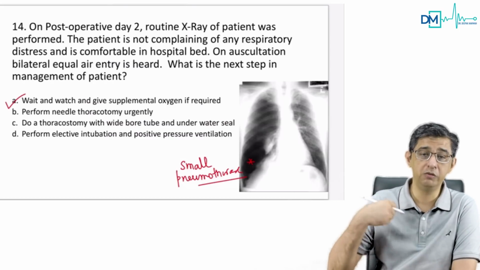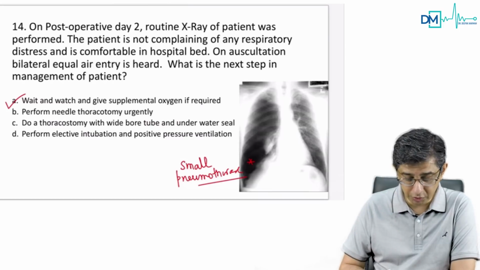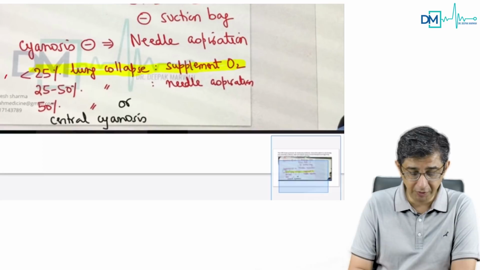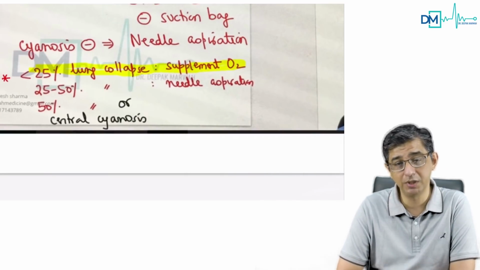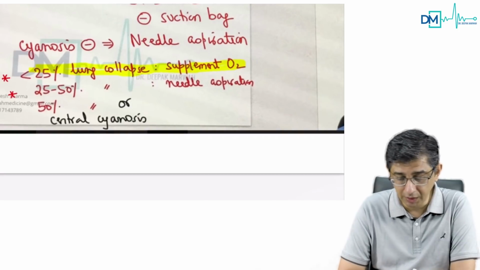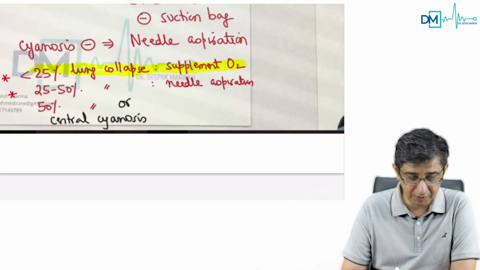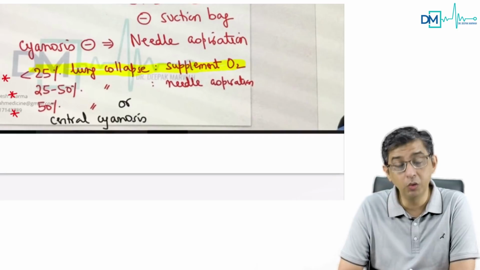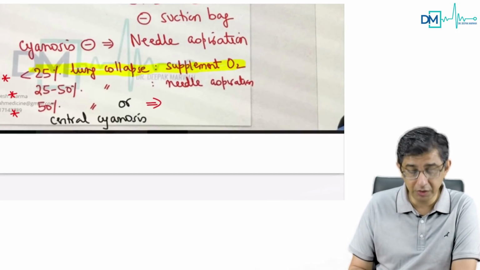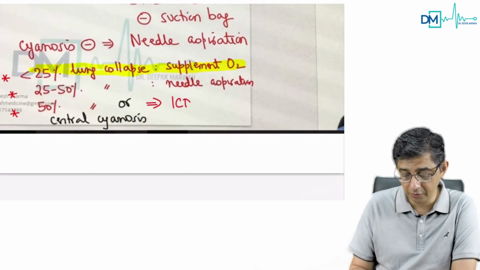Why would you not put a wide bore needle? Why would you not put in a chest tube? I've explained this in the section in the app. You can see I have described that if it is less than 25% lung collapse, you would just give supplemental oxygen. If it's a 25 to 50% collapse, needle aspiration. And if it's a 50% or more, or central cyanosis, either of the two, then you will straight away go in for a chest tube. You would be putting an intercostal drainage tube in the patient.